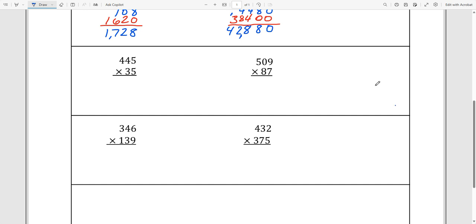445 times 35. And so same thing. We have 5 times 5 is 25. So we'll put the 5 here, carry the 2 here. 5 times 4 is 20. Plus 2 is 22. And we'll carry the 2 again. We'll put the 2 down here, carry the 2 again. And 5 times 4 is 20. Plus 2 is 22. So 2,225. And I don't like how that's written. Let's write that better.